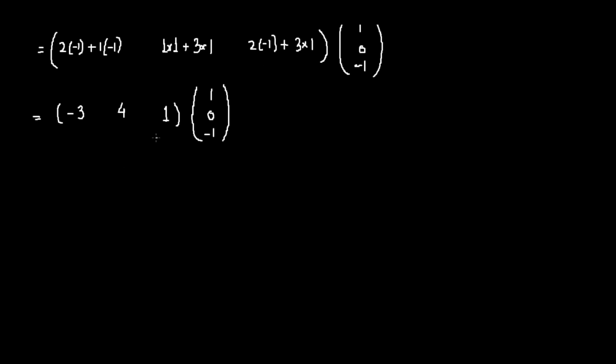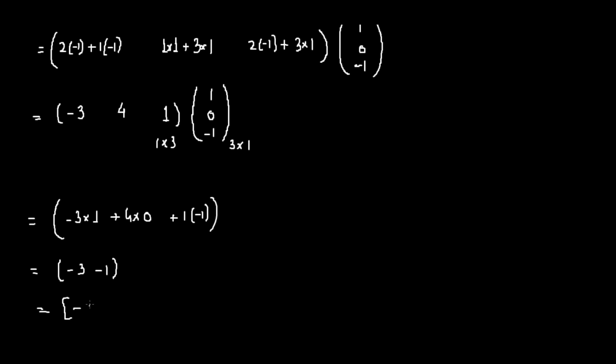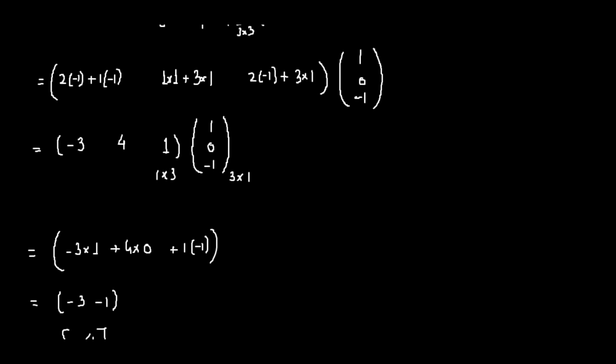Okay. Now we're left with a row matrix, which is of order 1 cross 3, and a column matrix of order 3 cross 1. So when we multiply a row matrix to a column matrix, what we get is a matrix of order 1 cross 1. So that would be simply 3 times positive 1 plus 4 times 0 plus 1 times negative 1. So this is negative 3 plus 0, negative 1. So we're getting a matrix with only a single entry, which is negative 4. So this is the value of the matrix A.